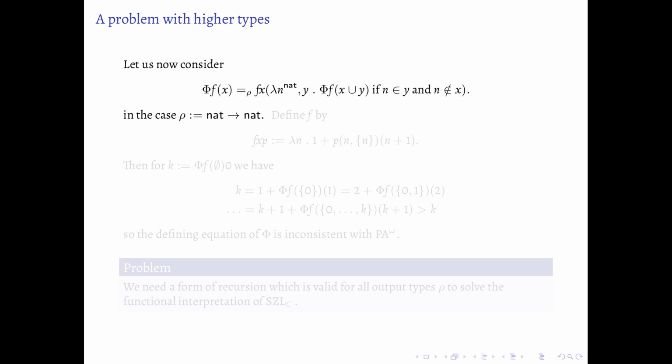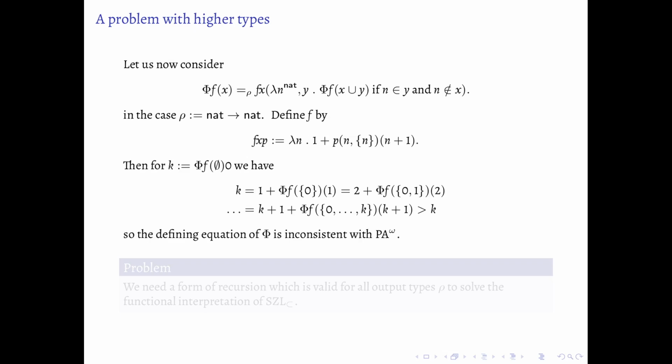But what happens when we relax this assumption that the output type is a base type? I don't want to go through this example in detail, but let's suppose that the output type is, say, nat to nat, so it's not a base type. Then it's very easy to come up with an example, and this is just put on the slide to show you how short and simple the example is. It's very easy to come up with a primitive recursive parameter such that this recursor is no longer even consistent with Peano arithmetic, so there's no hope of finding a reasonable model.